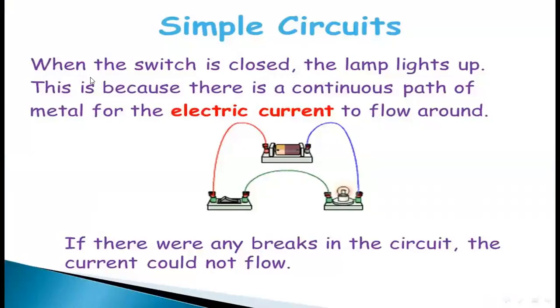Simple circuit. When the switch is closed, the lamp lights up. This is because there is a continuous path of metal for the electric current to flow around. If there were any breaks in the circuit, the current could not flow. So this is the image of a simple circuit.